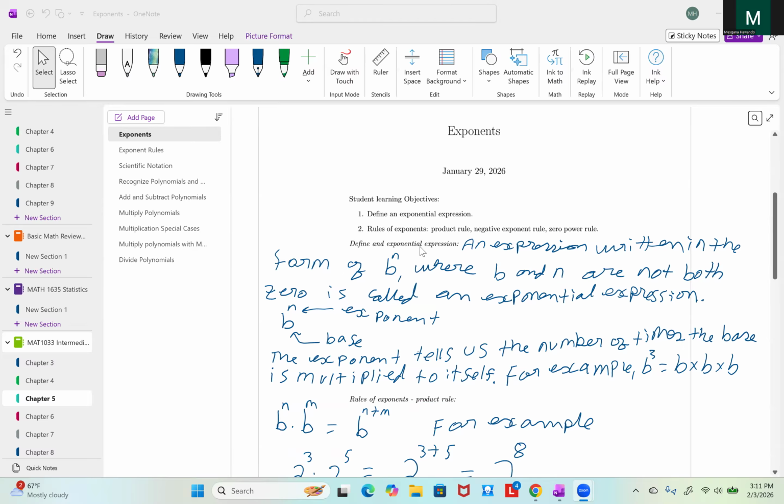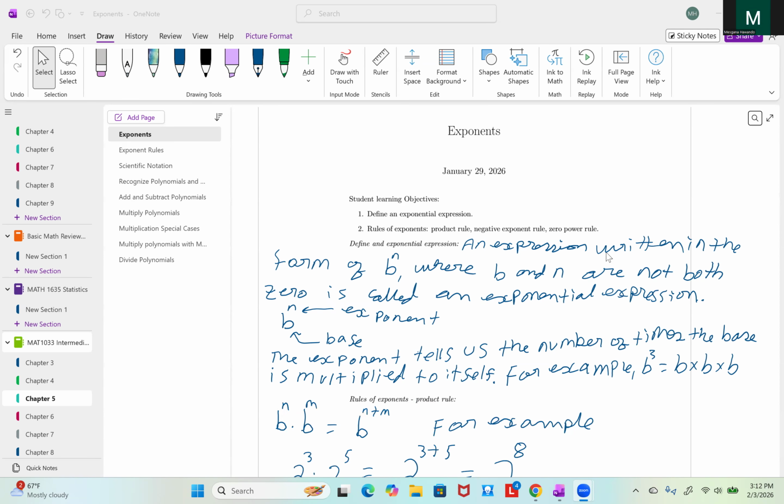Define an exponential expression. An exponential expression is written in the form of b to the power of n, where b and n are not both zero. B is called the base, n is called the exponent. The exponent tells us the number of times the base is multiplied by itself. For example, b to the power of 3 is equal to b times b times b.